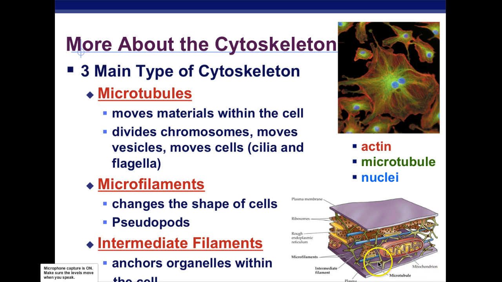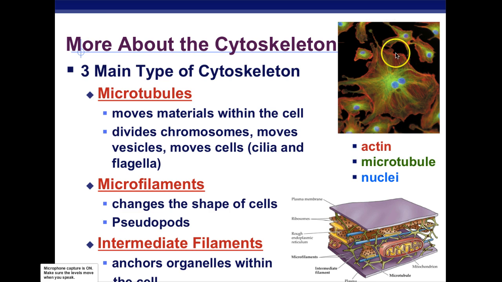If you look on this diagram, here are the intermediate filaments in green, microtubules here in blue, and then we have the microfilaments down here. The colors really don't mean anything. They don't have a color. This is just what they're showing in the illustration.